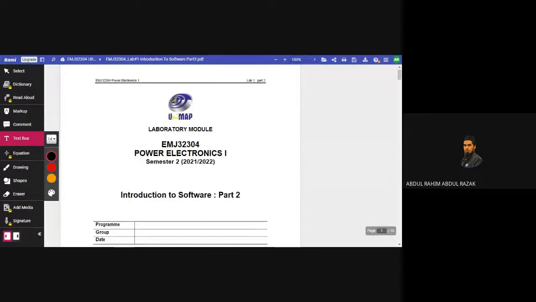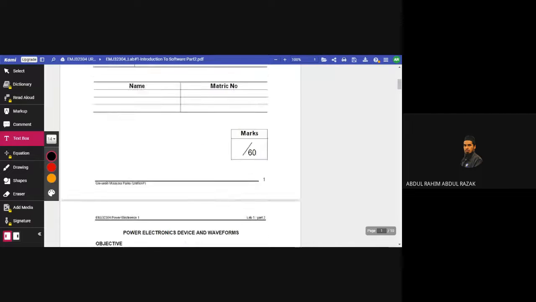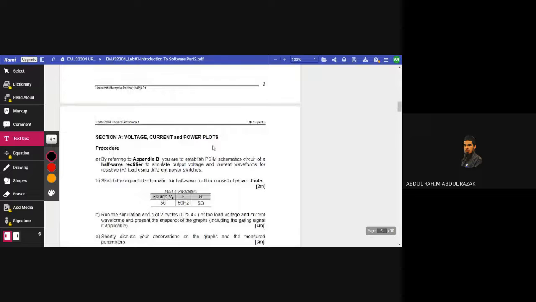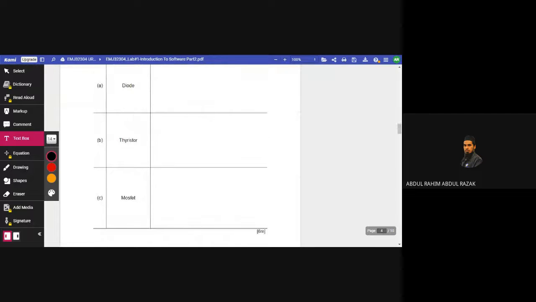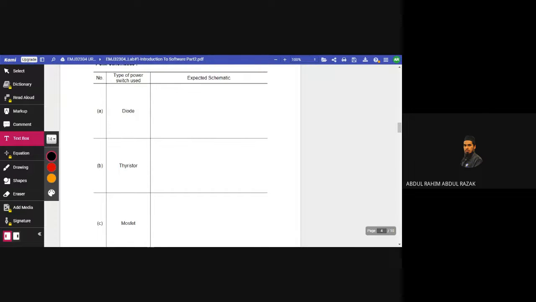is a task on how to understand the characteristic or the response of three different devices that we shall use in our power electronic converters. One is diode, thyristor, MOSFET.